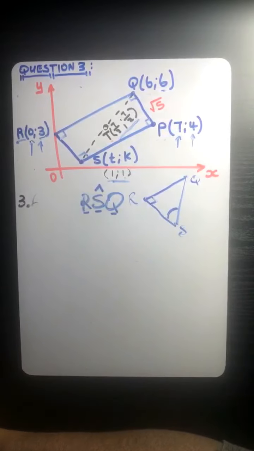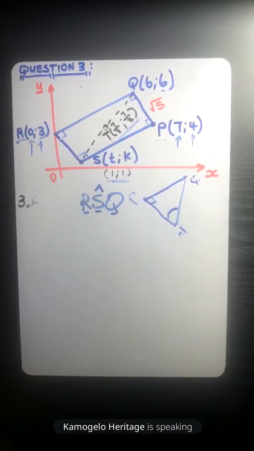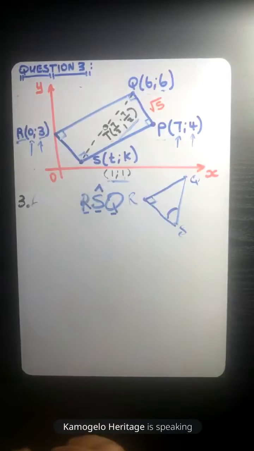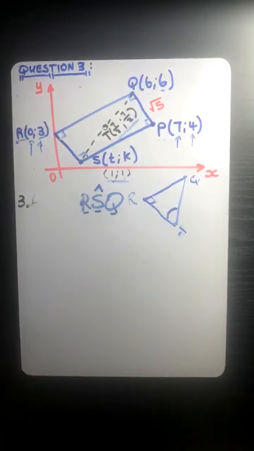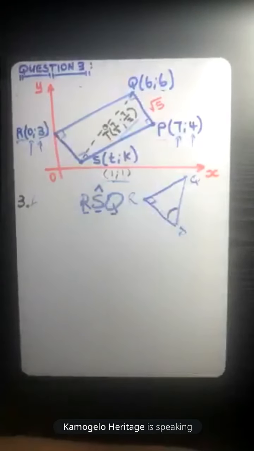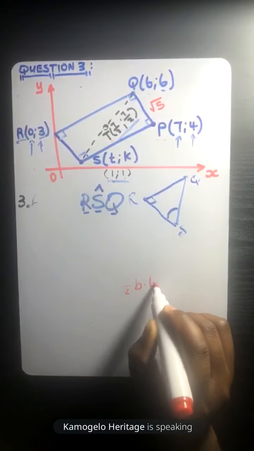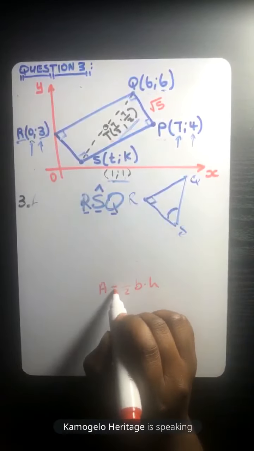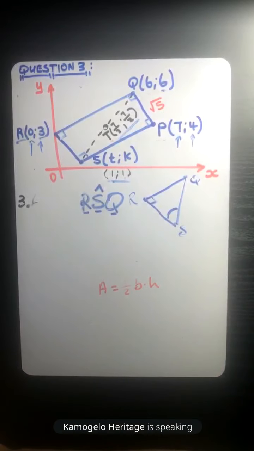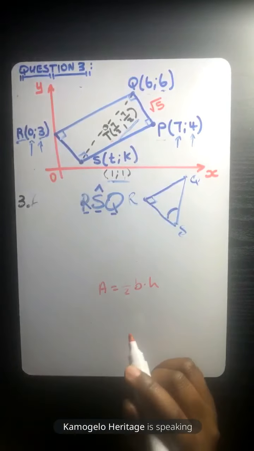Someone was speaking. Was it you? Go for it. I think the area of S. Maybe explain. Can you go deeper? So use the formula in triangle. I think the formula, I remember since last year: area is half the base times height. Yes. Then we substitute. I don't know how, but I do remember this question.